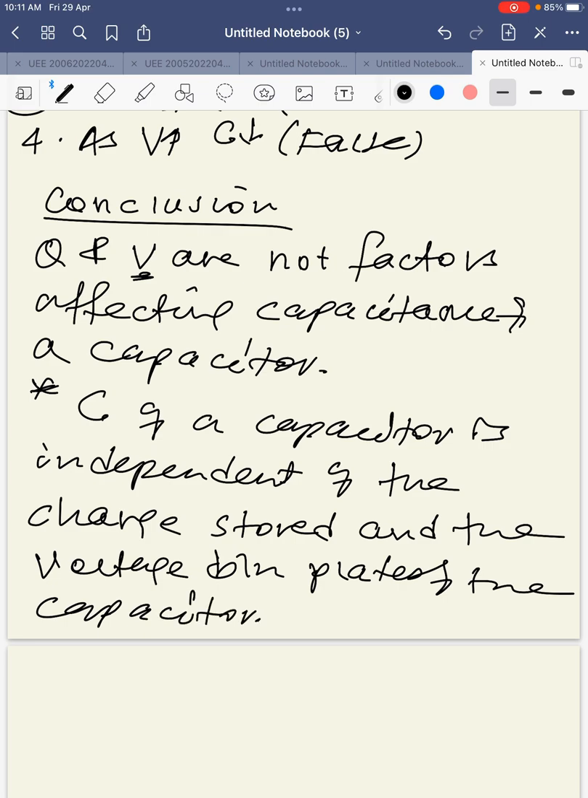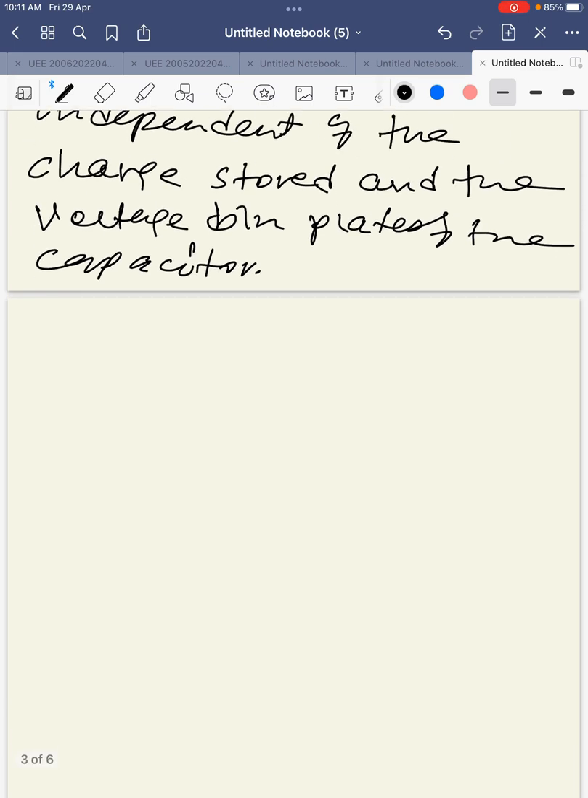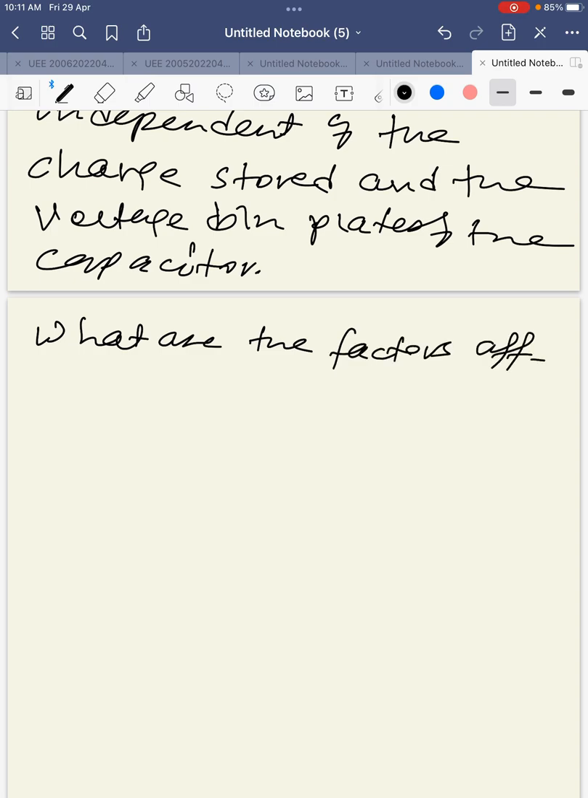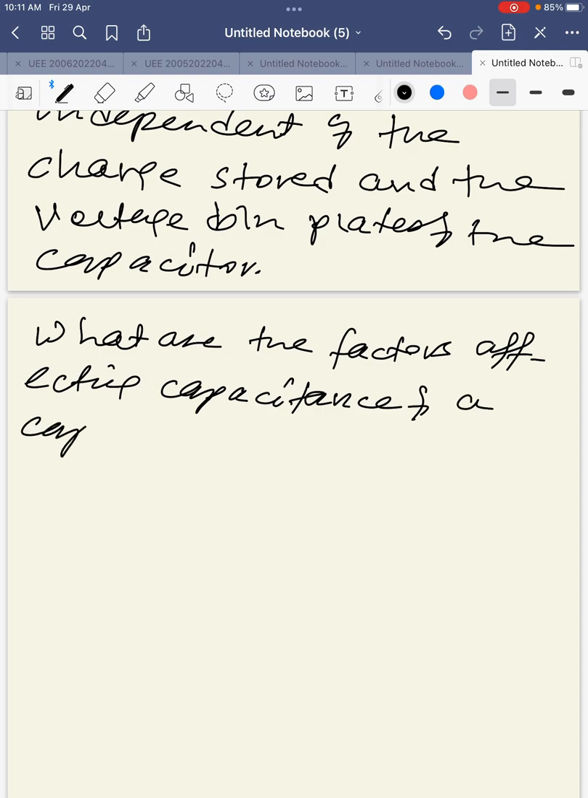Clear? Now, what are the factors affecting capacitance of the capacitor?